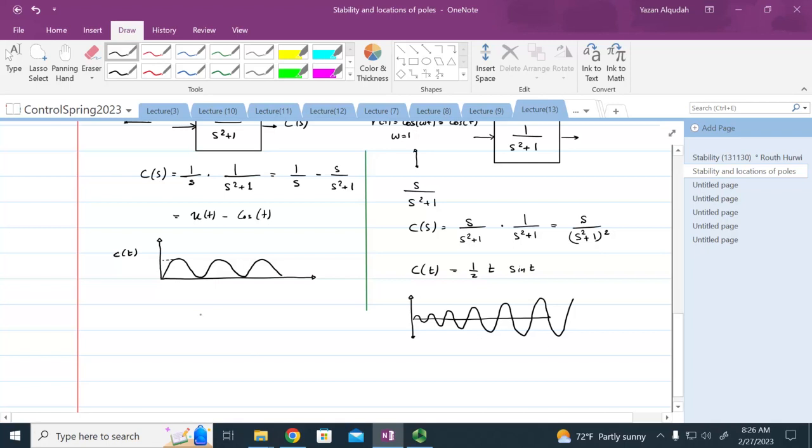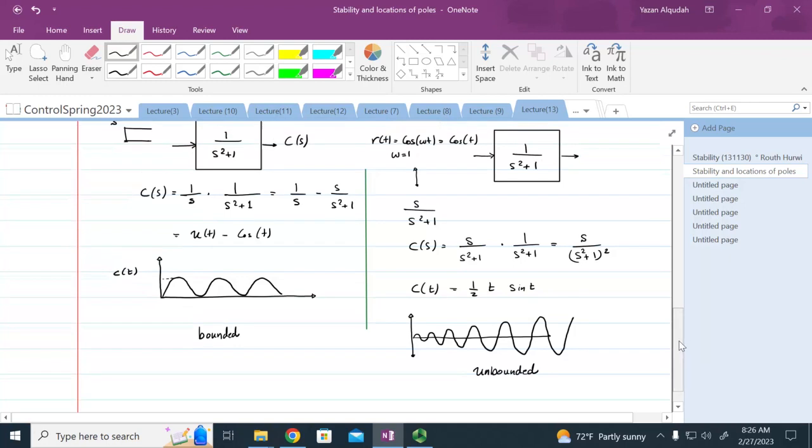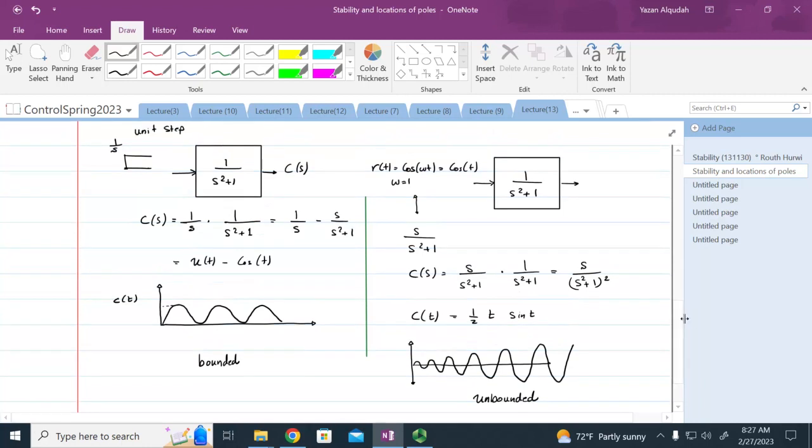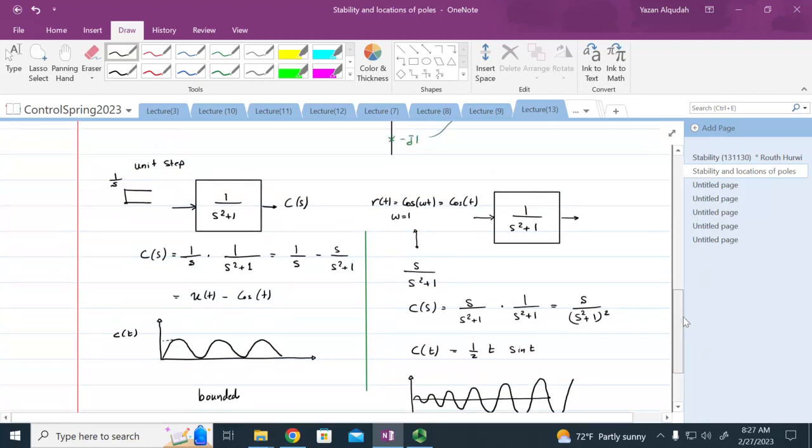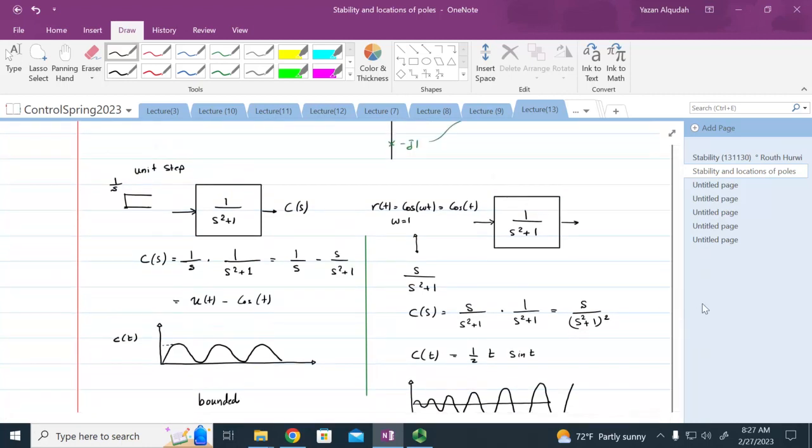So this is bounded. This is unbounded. And keep in mind, the input signal that will cause the system to become unbounded has a frequency that is equal to the location of the poles of the system. Is that clear, everybody? Okay.